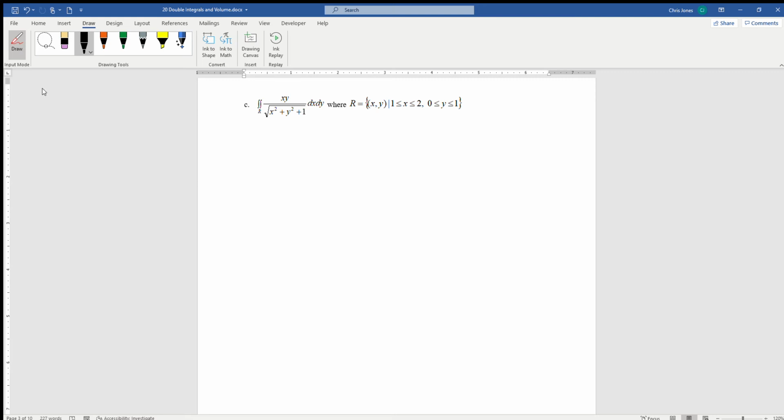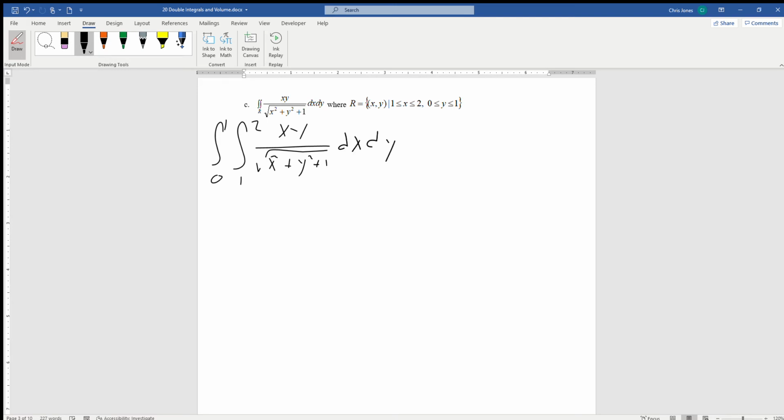One final example of one of these double integrals: xy over the square root of x squared plus y squared plus 1 dx dy, and the region R, where x ranges from 1 to 2 and y ranges from 0 to 1. So our integral is going to be from 0 to 1, and then from 1 to 2, xy over the square root of x squared plus y squared plus 1 dx dy.